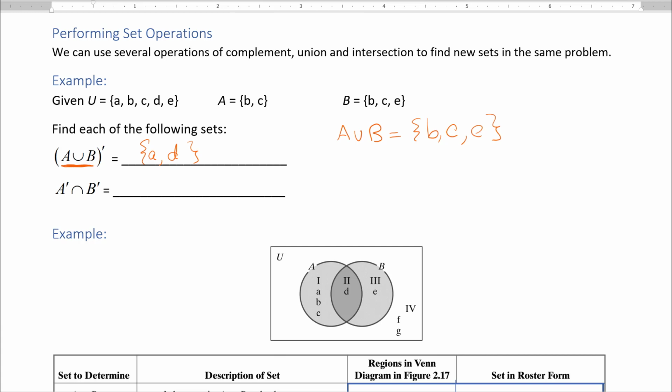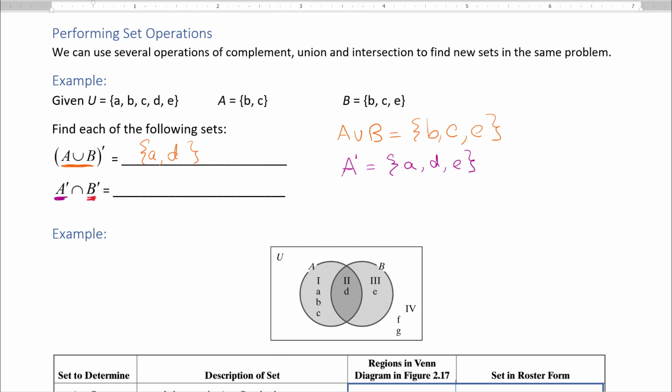Let's try another one. We have the complement of A intersect with the complement of B. So I have to do what the complement of A is first. Just like order of operations, I have to do things in the correct order. So A complement would be anything that's not in A. So A has the elements of B and C, so B and C don't belong. So A, D, and E belong in A complement.